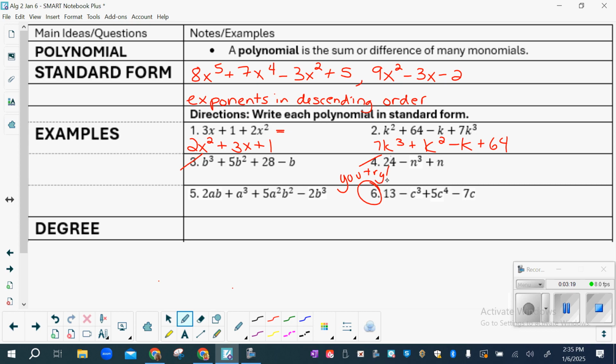When everybody is done writing on these, if you could put them together in a pile, and then I'll collect them later. Okay, so let's see what you got.